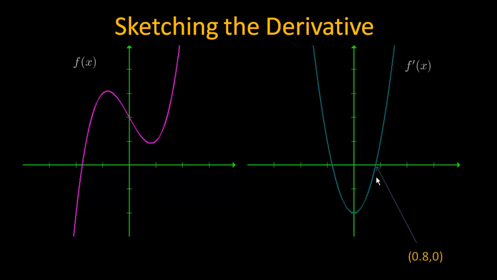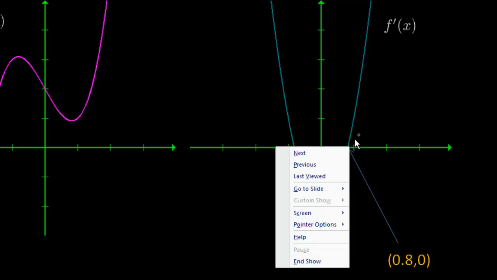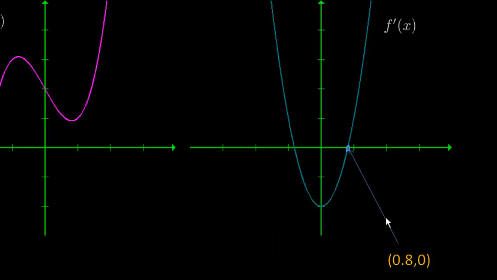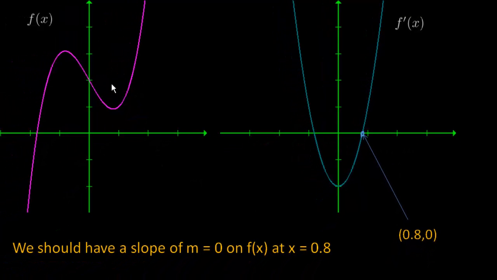So let's take a look at an example. Let's say we have this point right here on the derivative, which is the point 0.8 comma 0. So because it has a y value of 0 on the derivative, it means that on the corresponding original function f, it has to have a slope of 0 at that point, 0.8. Okay, so y value of 0 on the derivative means a slope of 0 on the original function.